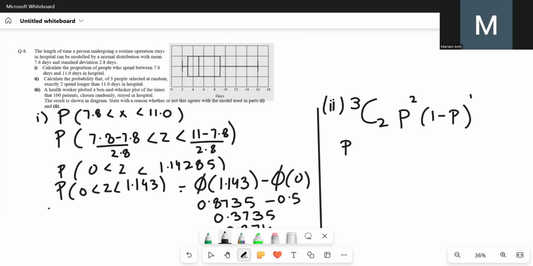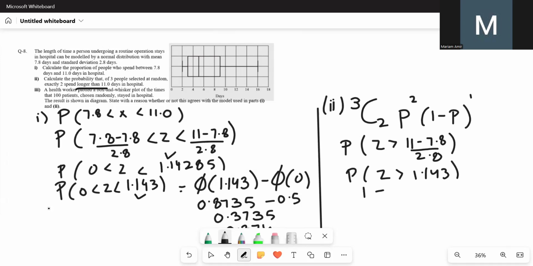P is the probability that the person spends longer than 11.0 days in the hospital. So, probability Z is greater than 11, and we also standardize 11 minus 7.8 over 2.8, which we've already calculated, by the way. So probability Z is, let's use this, greater than 1.143. This is 1 minus the probability for 1.143, which was already calculated. It's right here. So 0.8735, 1 minus 0.8735, which gives 0.1265.